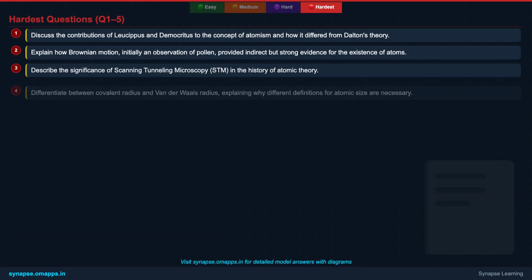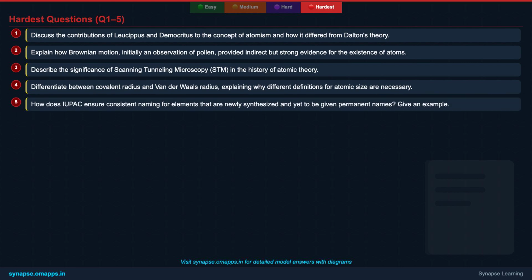Now, let's challenge your competitive insights with the first 5 hardest level questions. Discuss the contributions of Leucippus and Democritus to atomism and how it differed from Dalton's theory. Explain how Brownian motion provided indirect but strong evidence for atomic existence. Describe the significance of scanning tunneling microscopy in atomic theory's history. Differentiate between covalent and van der Waals radius. Finally, how does IUPAC ensure consistent naming for newly synthesized elements?